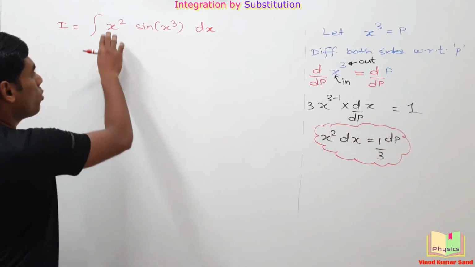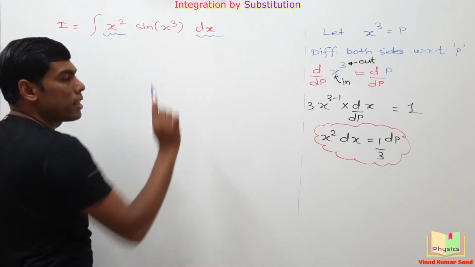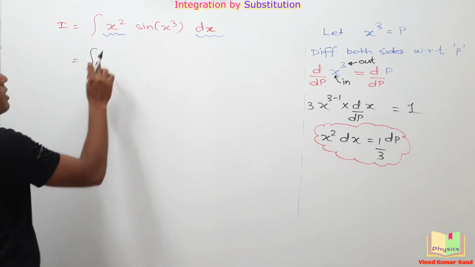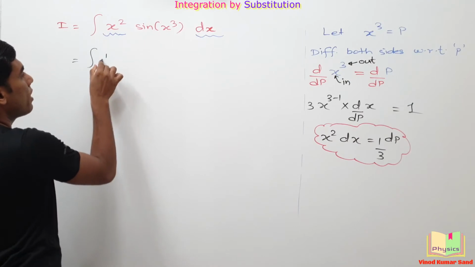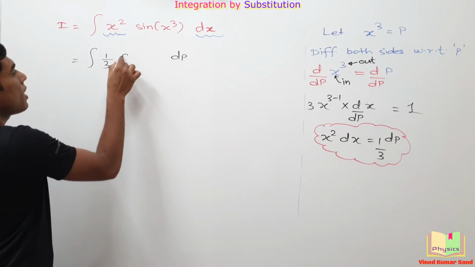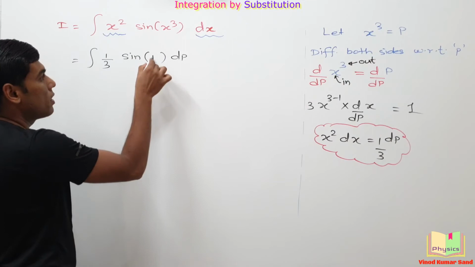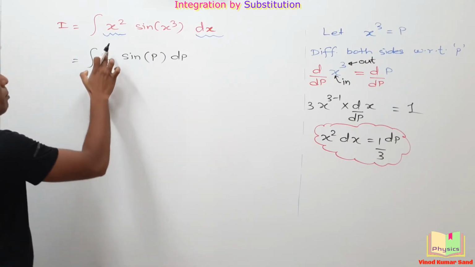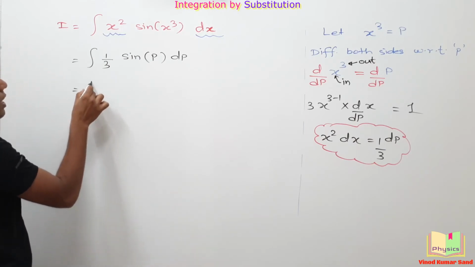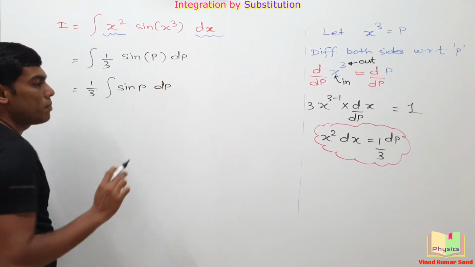Somewhere do we have x square dx in the question? Yes. Here we see the x square and dx. So I can do the replacement now. Question will appear a bit easy. Instead of x square dx, we can write 1 by 3 dp. Okay. And then sine of x cube. This x cube will be now written as p. Fine. 1 by 3 is a constant. Constant can be taken outside of the integration. So we are left with 1 by 3 integration of sine p dp.